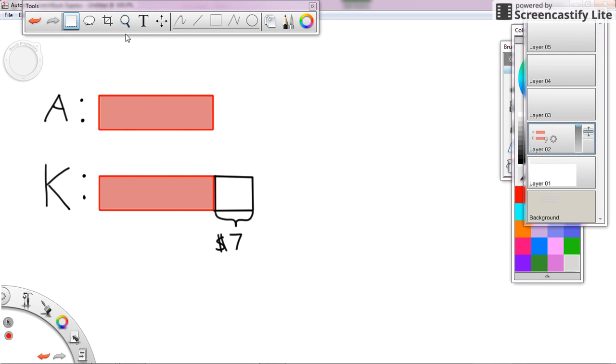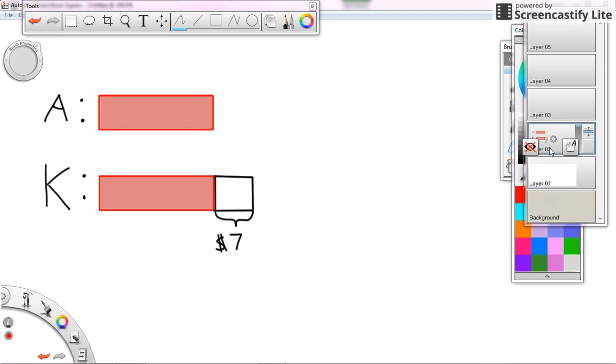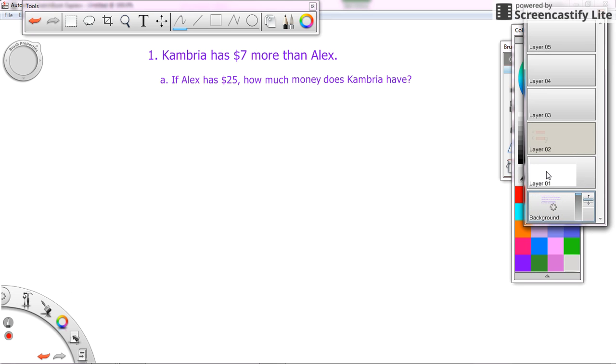So Alex has $25. That means this red box here is going to be worth $25 now, which means that this red box down here is also going to be worth $25. So how much would Cambria have? Well, she's got this $7 extra dollars. So she's going to have 25 plus 7 is $32. Not too complicated there. Let's try the next one.